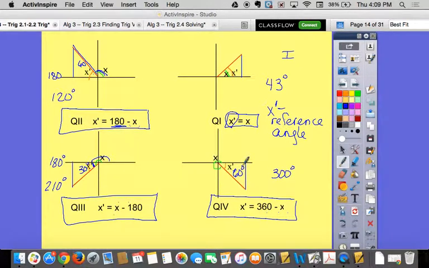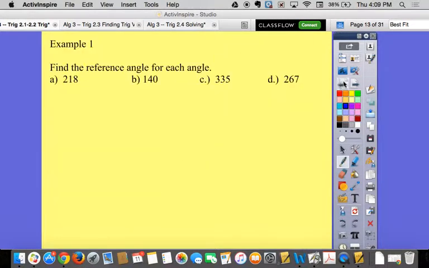Now I gave you some of them that were nice. Let's work with some of them that are weird, kind of like 43 to start with. I'll go backwards. So find the reference angle for each of the following. Let's just do a couple of them. 218. Okay, where is 218? I've got 180 here. Now you do need to know which quadrant, so I'm going to put the 270. Not that we're going to use it, it's just to know which quadrant we're in. So 218 is in third quadrant, right?